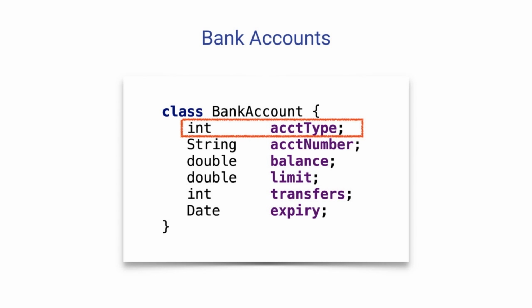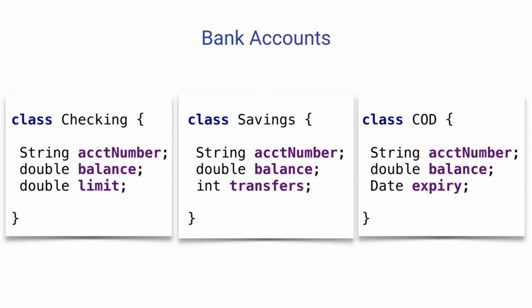But that means you'll have to include everything in that class, and hence in each object that comes from it, which means that sometimes it will make sense to have an expiry date for a savings account or a withdrawal limit for a checking account. Another option is to create a class for each account type. That way, each class would contain only the fields and methods that make sense for that class.